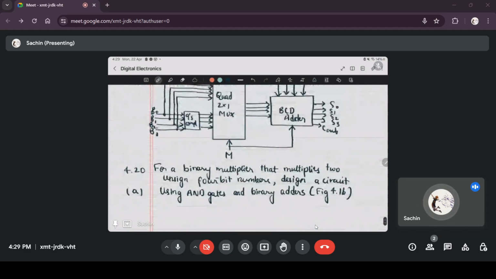Now using this you can extend it to a 5-bit by 4-bit multiplier, and then using that you can extend that to a 5-bit by 5-bit multiplier, and you can keep on doing this until you're satisfied. The only problem with this type of circuit is that there are a large number of stages, and you need a lot of adders.